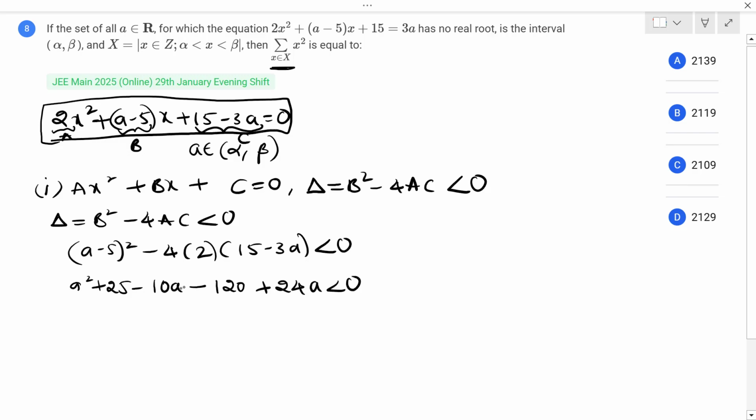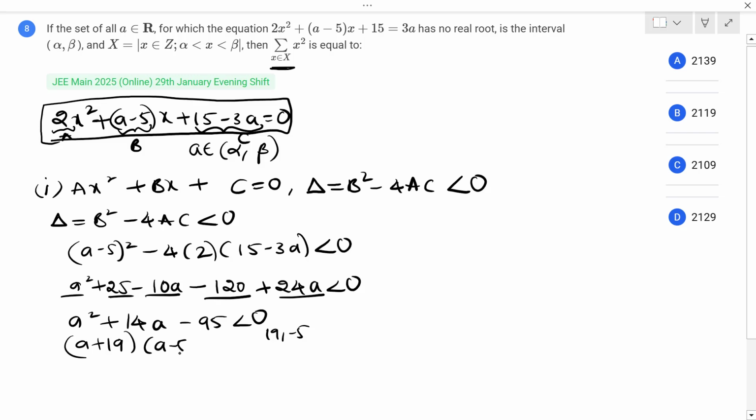So this is again a quadratic expression. This is a² − 10a + 24a, which is 14a, and 25 − 120, which is −95, should be less than 0. What are the factors? For 14, it is 19 and −5, so it will come as (a + 19)(a − 5) less than 0. So the roots are −19 and 5. The smaller root is −19 and the bigger root is 5. So you know about the quadratic expressions.